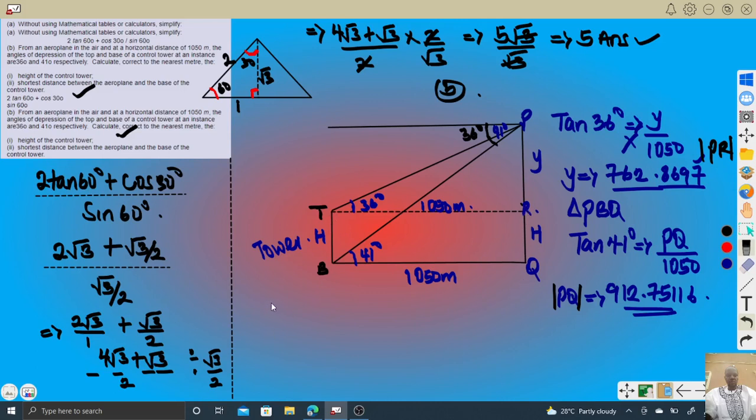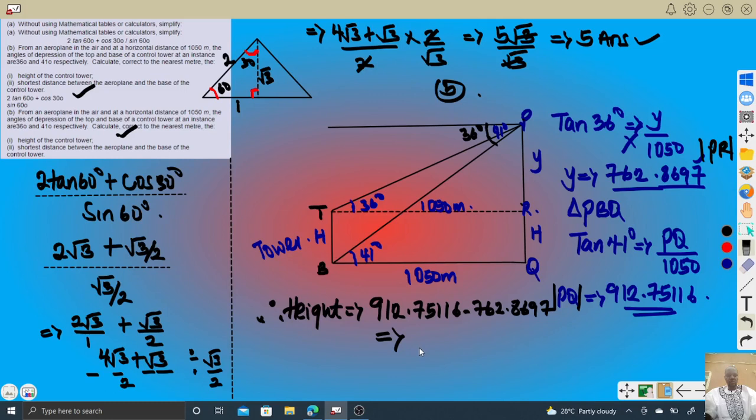So you can now say, therefore, the height of the tower is equal to the subtraction. Here to here is 912.75116 and here to here is 762.8697. To get the remaining side is just subtraction. So 912.75116 minus 762.8697. So final answer, my dear students, we are almost there. To the nearest meter, very good.